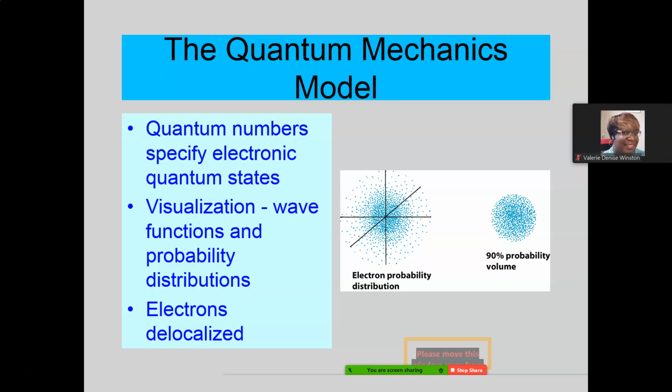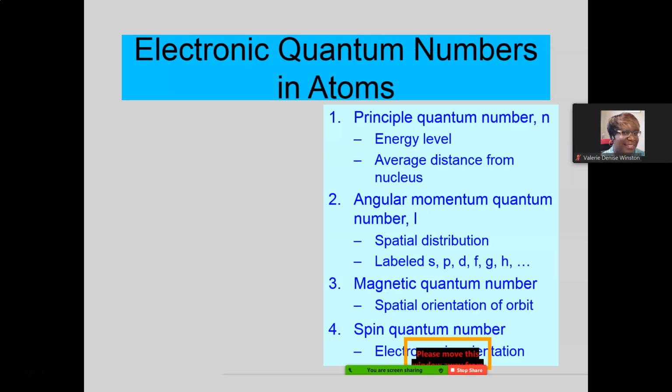Now, your quantum numbers, though, really don't take that much into account. They probably do on some level, but we can deal with them without really getting too bogged down with that. Okay? Now here are your electronic quantum numbers in atoms. There are 4 of them.